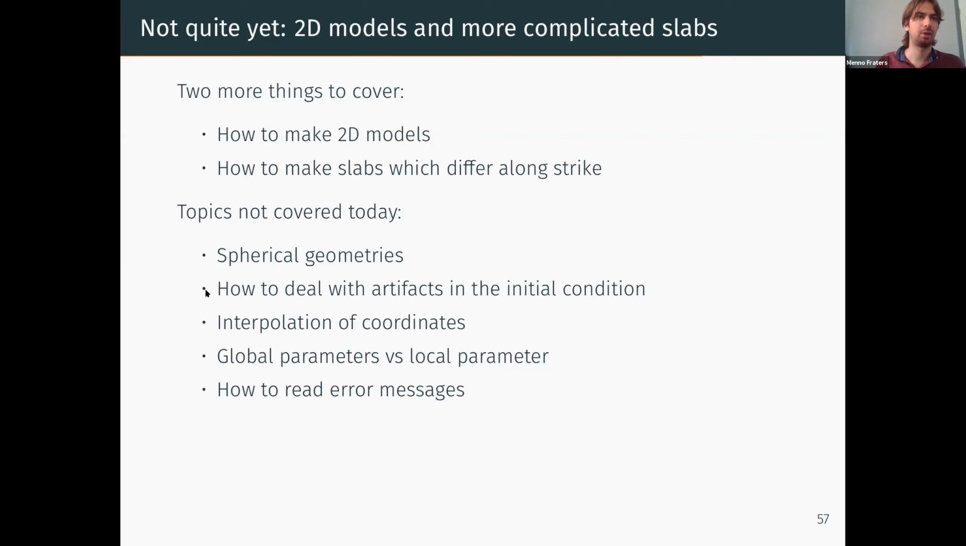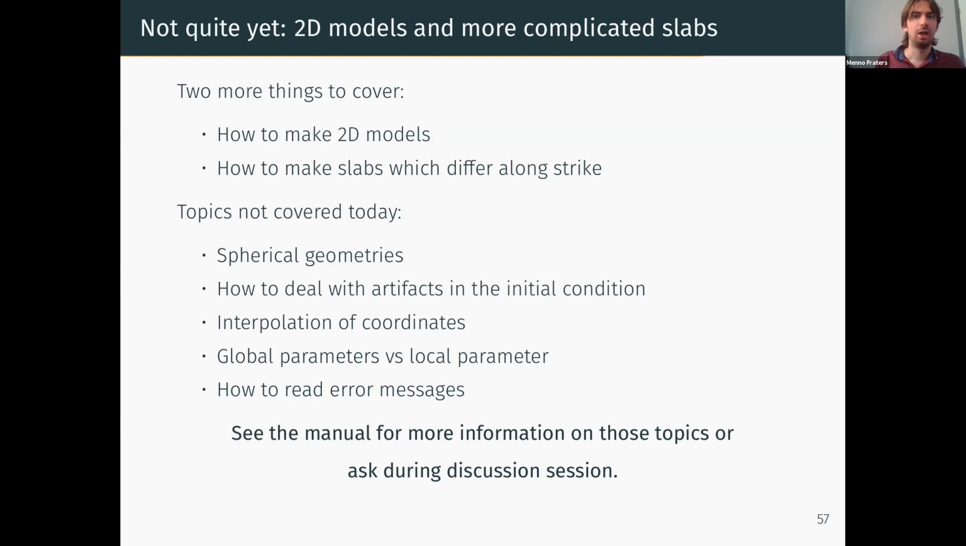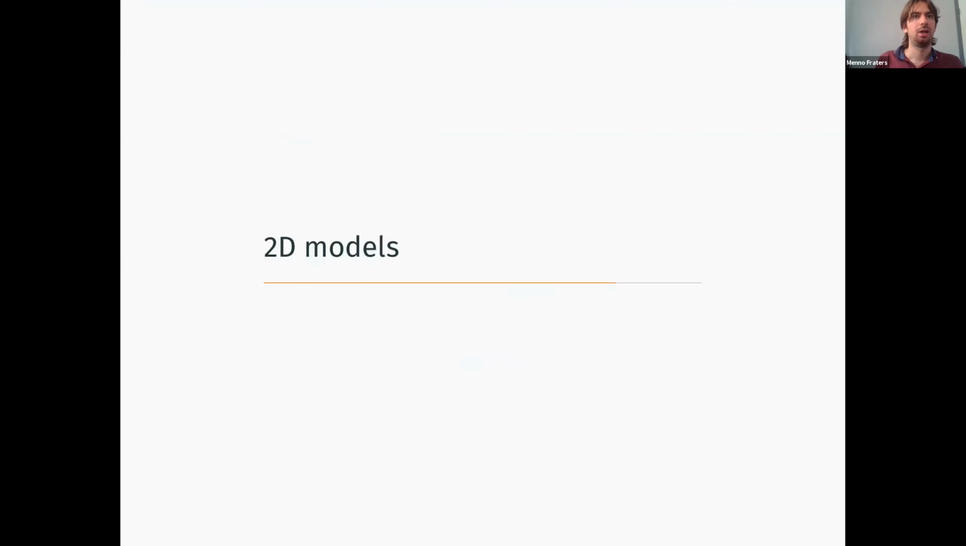Other things I can't show you today are how to deal with different artifacts in initial conditions, in interpolation of coordinates, some global versus local parameters. We already saw a few examples of those, and how to read error messages. If you have questions about any of those, you can ask them during the discussion section. I'll be happy to explain it to you. But for today in the presentation, I won't have time to cover it.